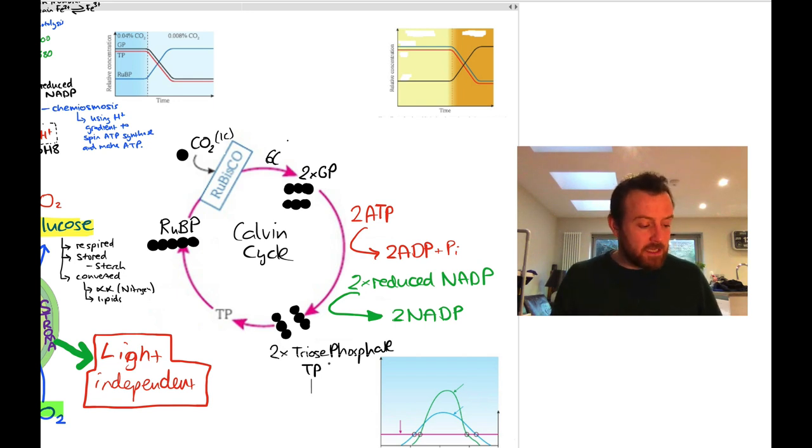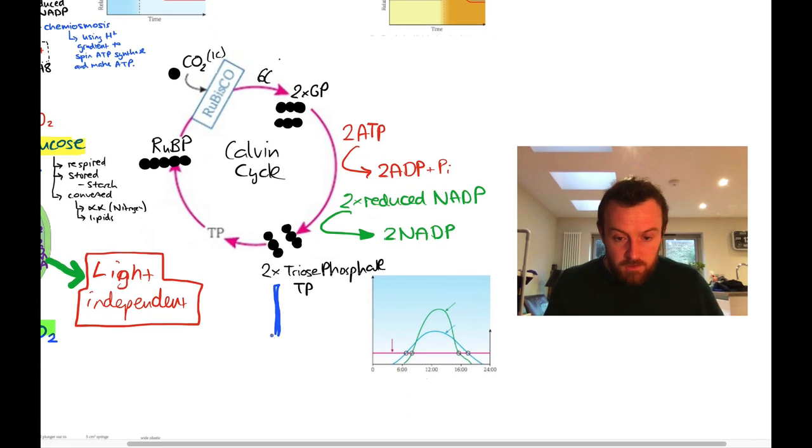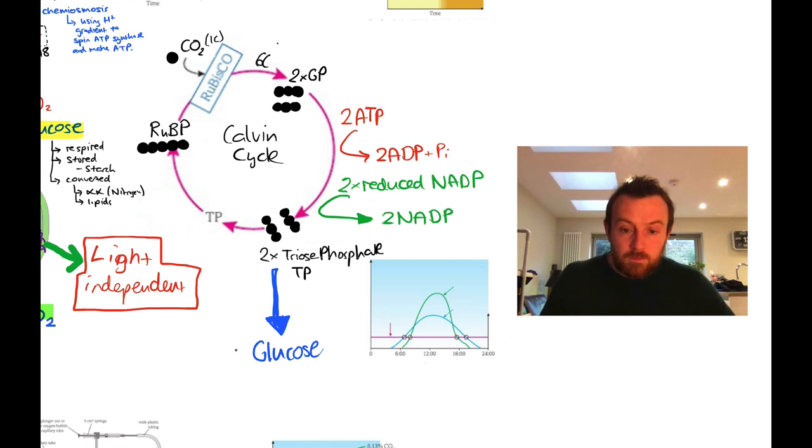Now here's where it gets a little bit complicated. Some of that triose phosphate is taken away to make glucose. Now glucose is a six carbon molecule. So let's actually draw that. Now we know that glucose actually can form a ring, but I'll just keep it as six blobs for the moment.